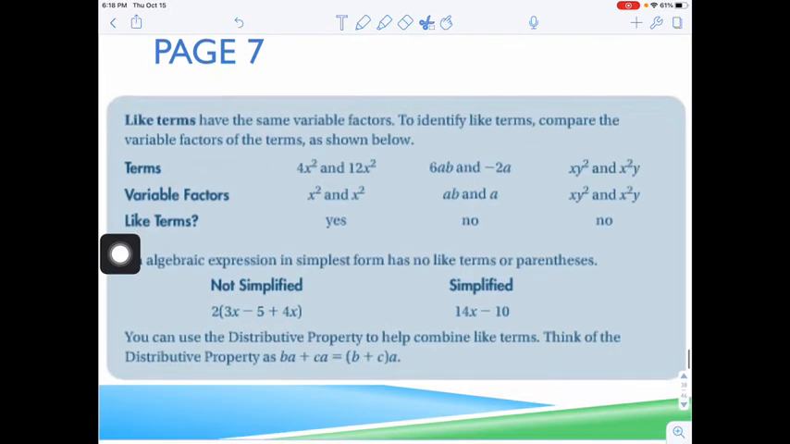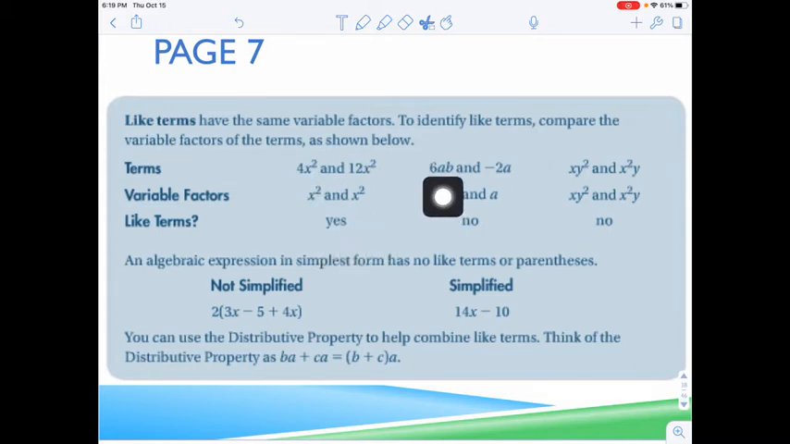On page 7, we also have that like terms have the same variable factors. To identify like terms, compare the variable factors of the terms as shown below. So if we have the terms 4x squared and 12x squared, the variable factors are x squared and x squared. So yes, those are like terms.